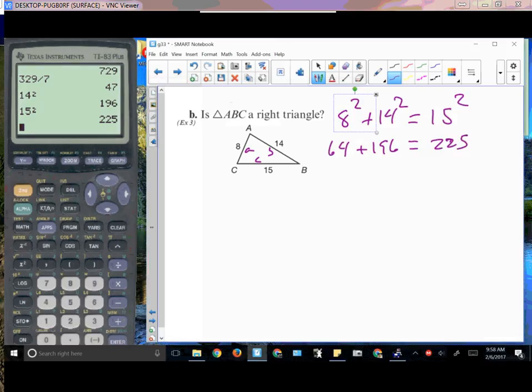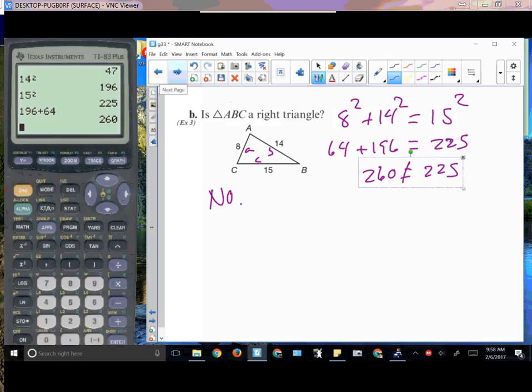And if I go and take 196 plus 64, I end up with 260. Is 260 equal to 225? No. So is this a right triangle? No. But now you've got the work that you see that you have to do in order to verify.